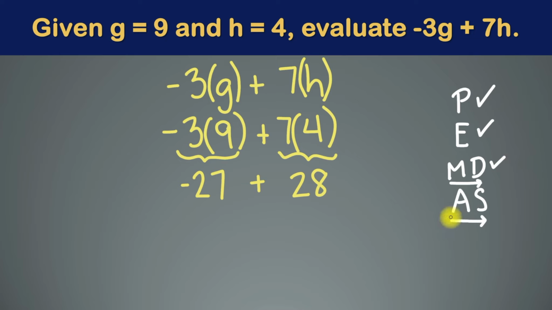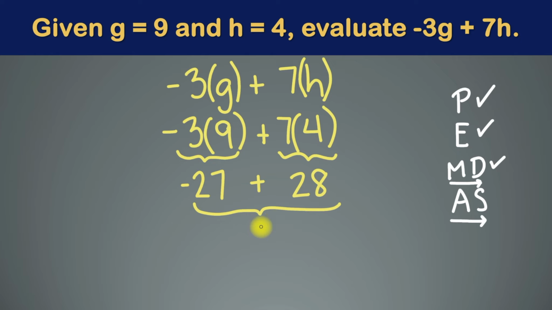And now we're on step 4, which is addition or subtraction from left to right. This is pretty straightforward because all we have is addition to do. And we've got negative 27 plus positive 28. That's like saying I have $28 because it's positive, but I'm losing 27 of those dollars because it's a negative, and negatives represent losses. And what would that be? Well, that would be 1. And remember, it's positive 1 because I have more than I lose.